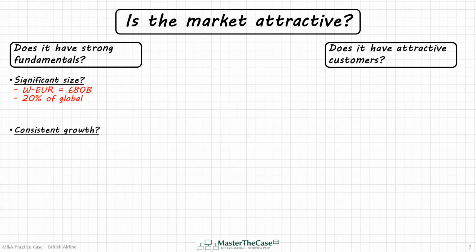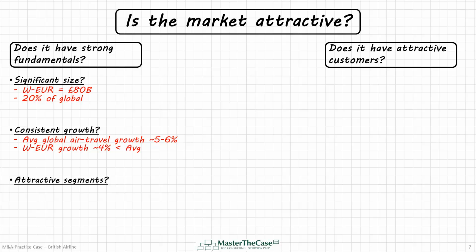So, while the average global air travel growth is around 5 to 6%, the Western European growth is about 4%, below average. Moreover, on the global level, we've identified two attractive priority segments, namely Asia Pacific and Latin America, with growth of 1.5 to almost 2 times versus that of Western Europe, where the target currently operates. So next, I want to probe deeper into these priority markets and determine their customers' attractiveness through the following questions.